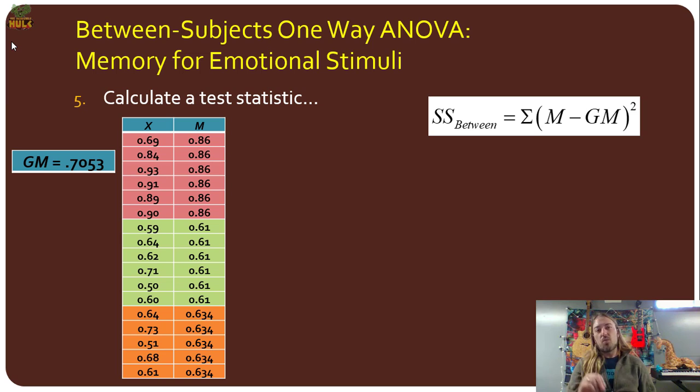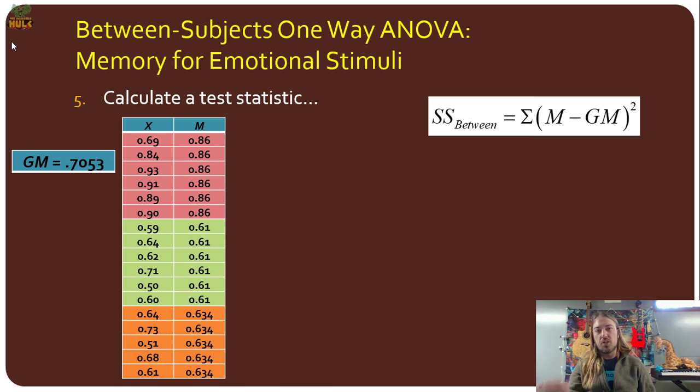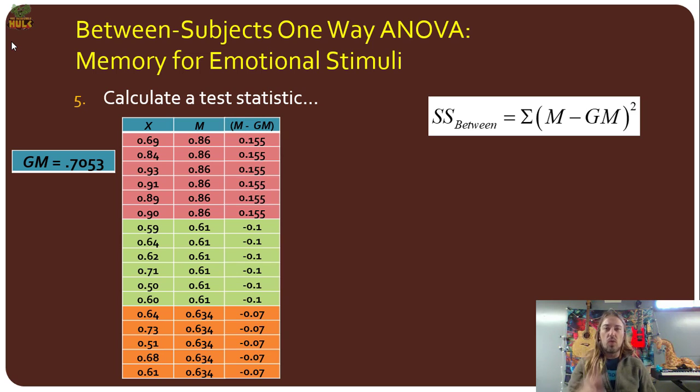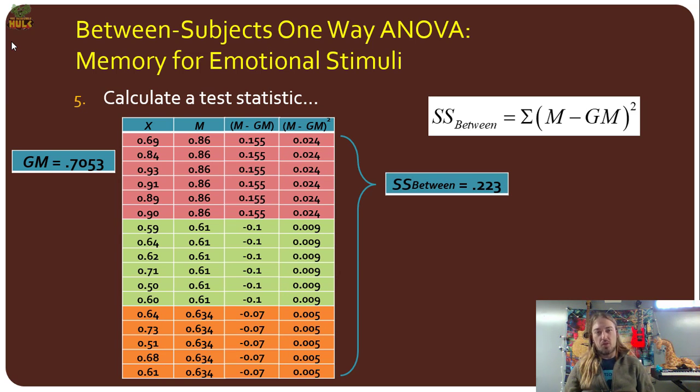And the reason why I set it up this way is because when you do that subtraction, that deviation score of mean minus grand mean, you have to do it for as many times as there are scores in that group, right? So I have to do that for the negative condition 6 times, for the neutral condition 6 times, and for the positive condition then 5 times, because there were 5 scores. Once I get all of those deviations, I can square all of those deviations up, and then I can sum those squared deviations, and I will get a sum of squares between, right? 0.223. So now I've got all 3 of my sums of squares.